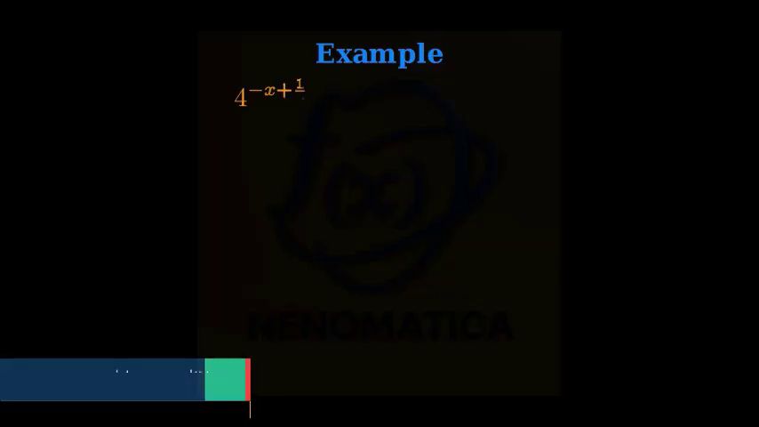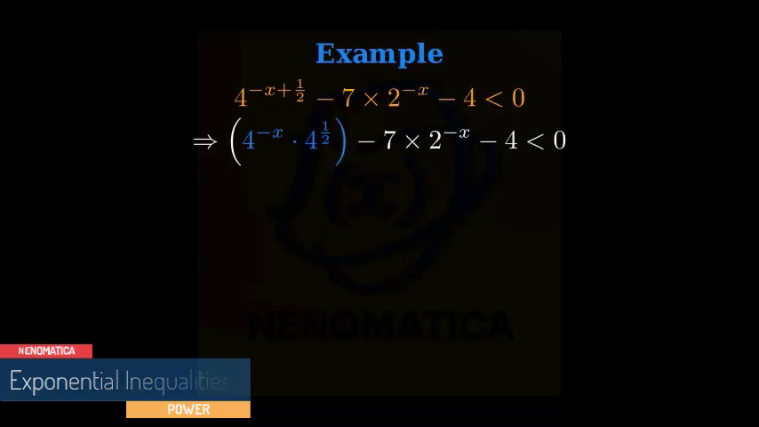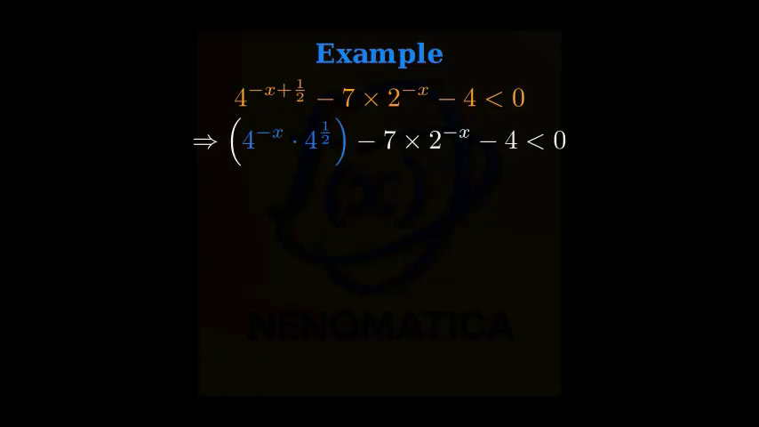Welcome to our math tutorial. Today, we're going to solve an exponential inequality. Let's solve the exponential inequality 4 raised to the power of negative x plus 1/2 minus 7 times 2 raised to the power of negative x minus 4 is less than 0.